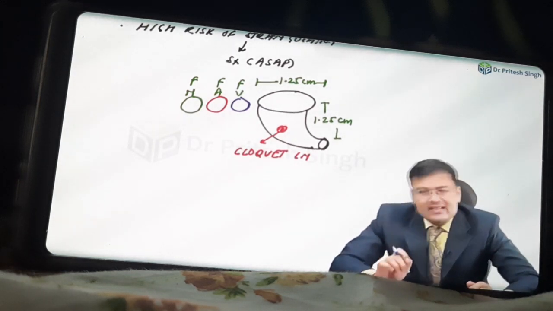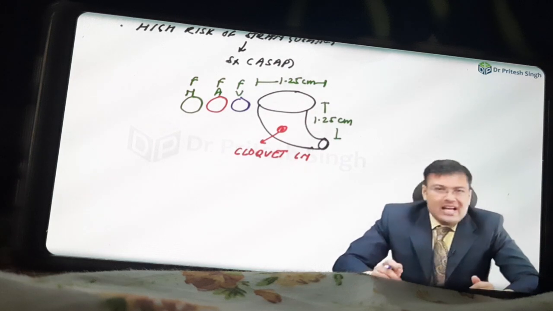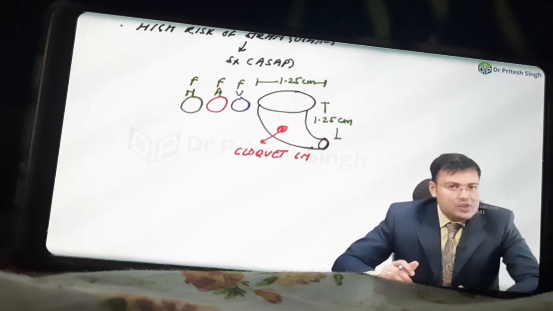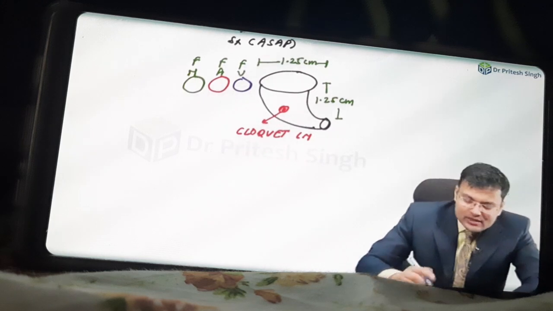If you see the diameter of the ring and length, it's narrow and very rigid. Because of its narrowness and rigidity, there is increased risk of strangulation. That's why surgery should be performed as early as possible. What are the questions related to surgery?